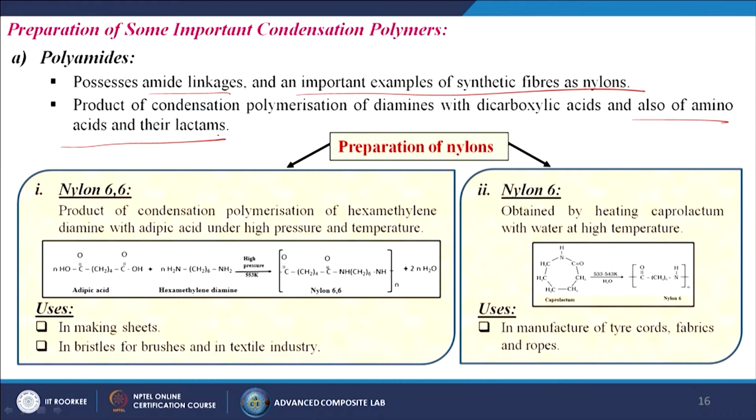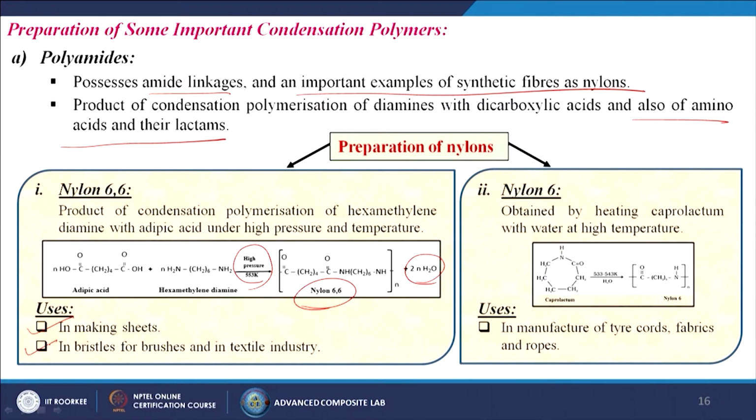So, how do we prepare nylon? First, nylon 6,6. It is the product of condensation polymerization of hexamethylene diamine with adipic acid under high pressure at a temperature of almost 553 Kelvin. So, we make nylon 6,6 with H2O, water, also generated as a byproduct. What are the uses? In making sheets, in bristles for brushes, and in the textile industry.